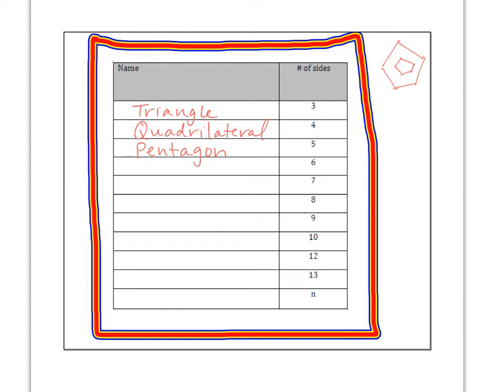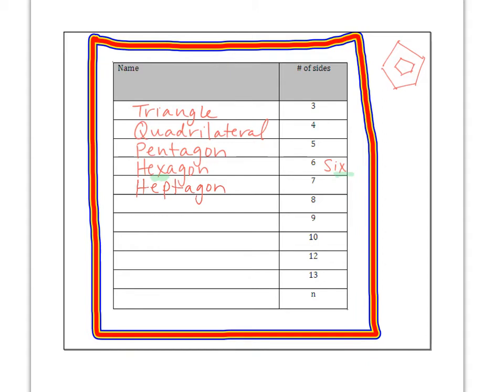A 6-sided polygon is called a hexagon. The way that I remember that one is I think about how hex has an X, and the word six also has an X. So hex and six both have X's. Next we have 7 sides, and a 7-sided polygon is called a heptagon.